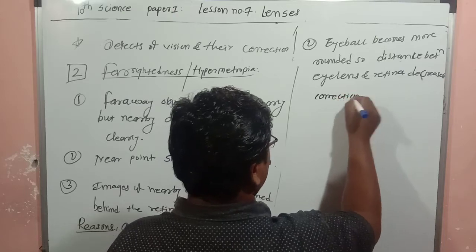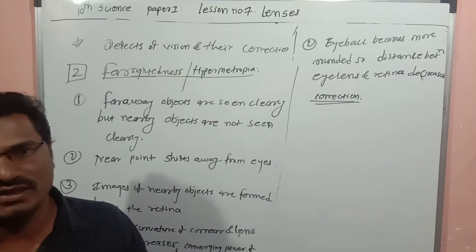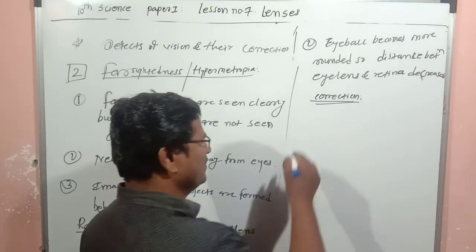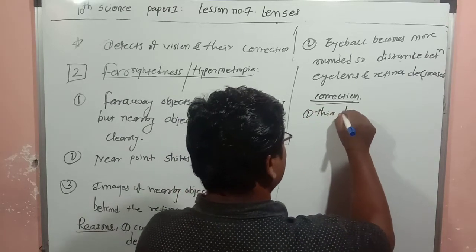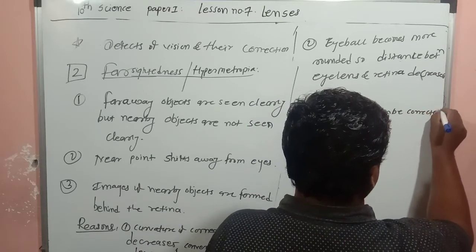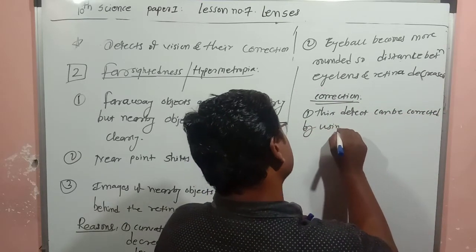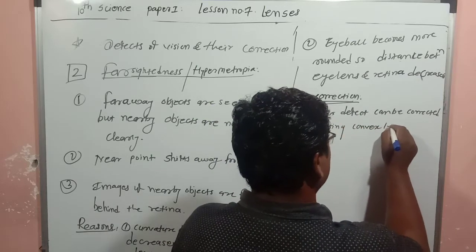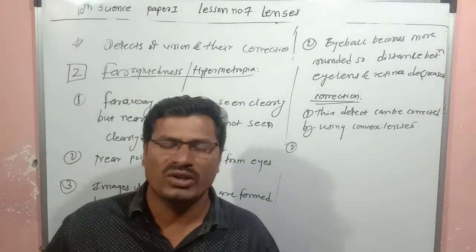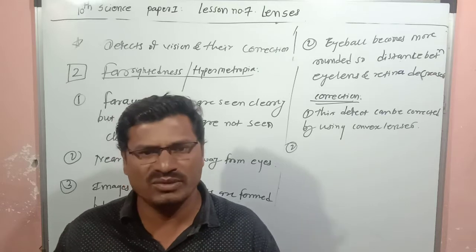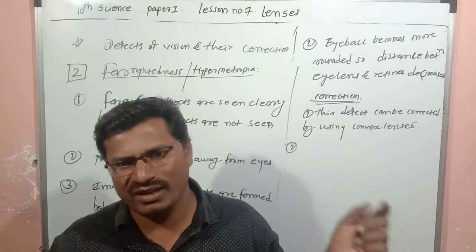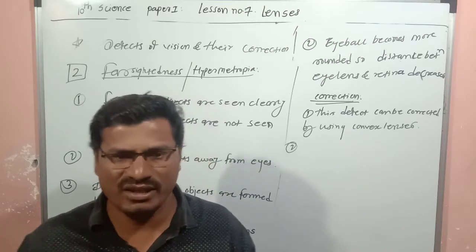What is the correction for this defect? First, this defect can be corrected by using convex lenses. Second point, the convex lens has converging power, so it will converge the light rays first, then the eye lens also converges the light rays on the retina and the image will be formed.